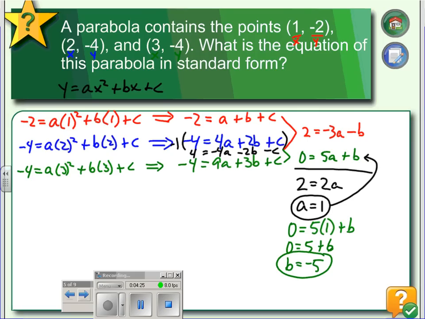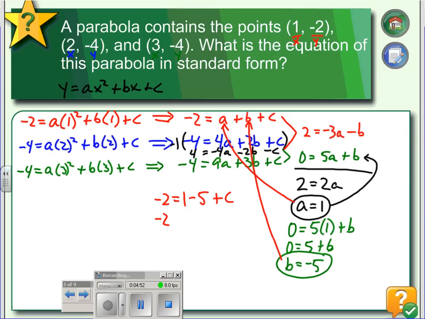Now I can take the a and the b, and I can plug them both into any one of these three equations that we had calculated. So I'm going to plug them both into the red equation. So the 1 goes in here, and the -5 goes in here. So we get -2 = 1 - 5 + c.